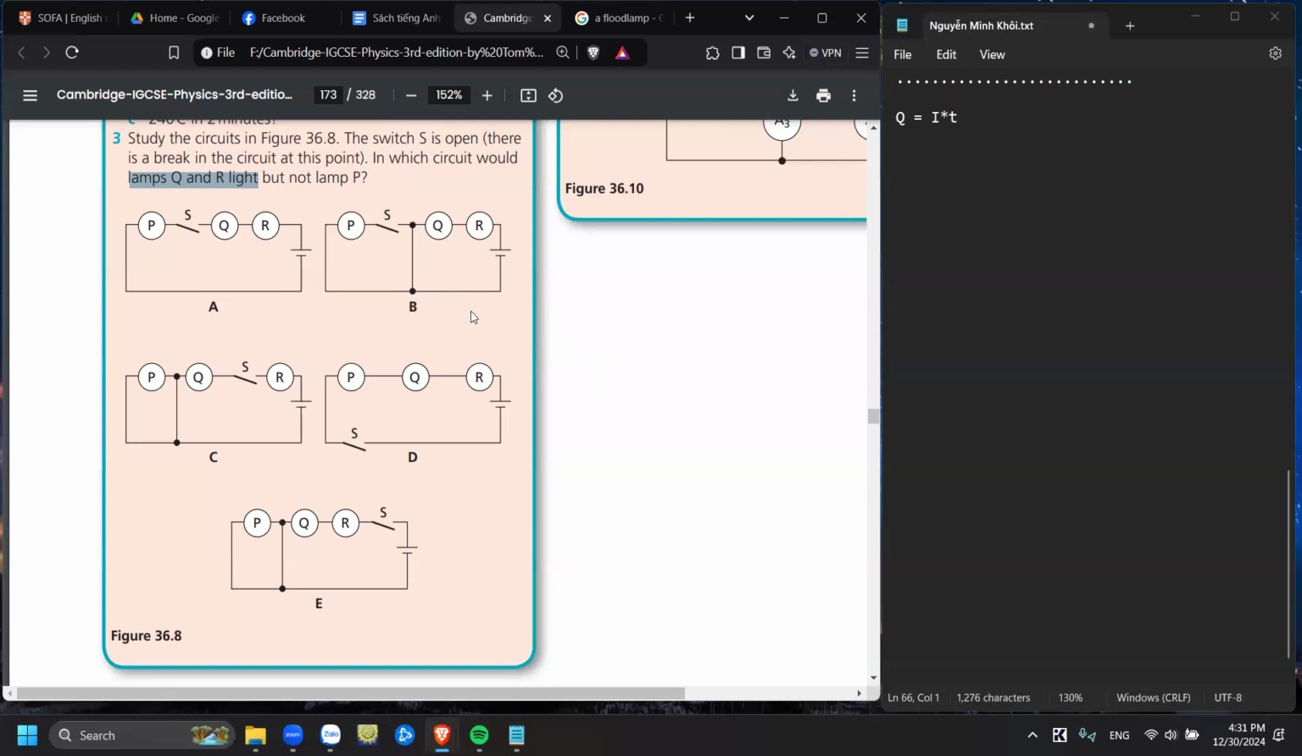It's very simple. Here, look at this one. The flow of electrons will have to go through a closed circuit, which is here. You can see my cursor. It goes through R and Q, right? So of course these two would light up and it goes back to the battery. However, the flow of electrons will not go through the S here. So it means it will not go through lamp P, so lamp P will not light up, isn't it?